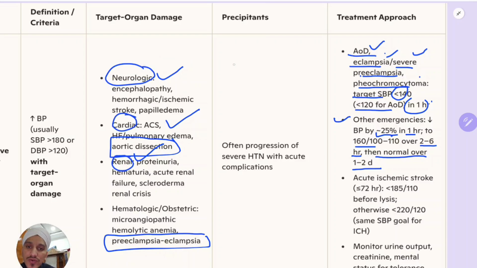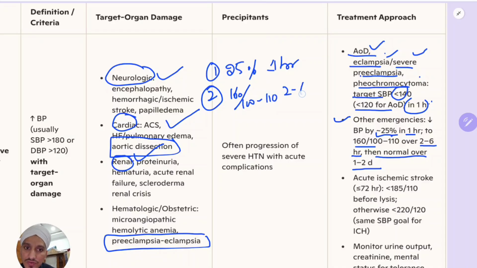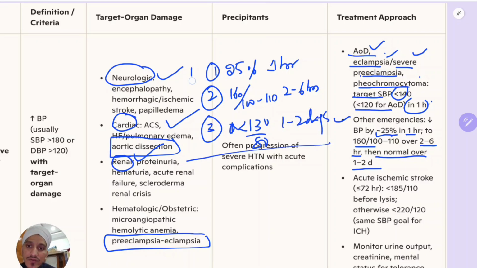Okay, so what you do, you bring the BP 25% down in the first hour. That is the number one thing. Then to 160 by 100 to 110 in the next 2 to 6 hours. Then to normal, meaning less than 130 by 80 in 1 to 2 days. That's how you reduce the BP step by step.